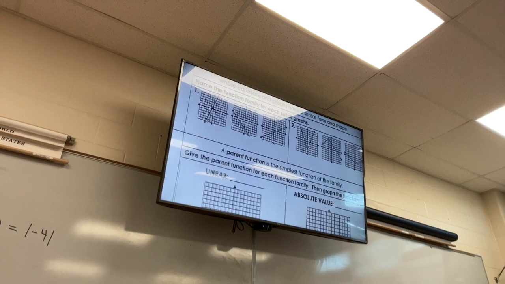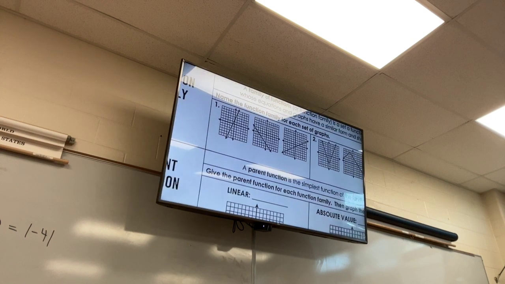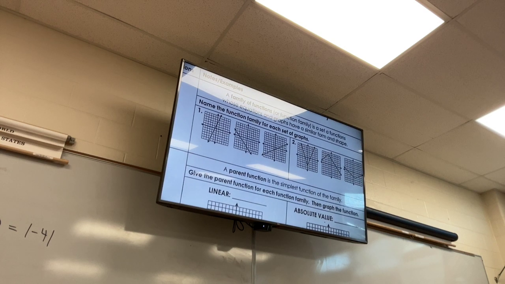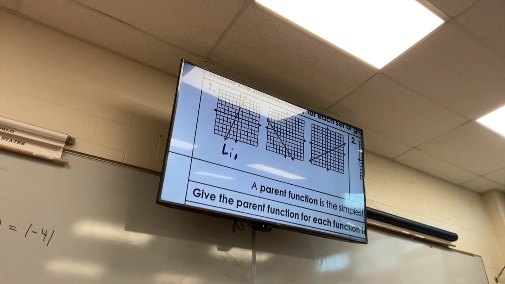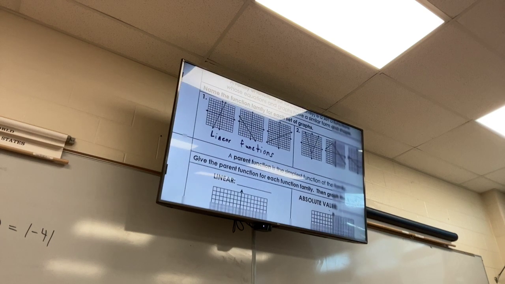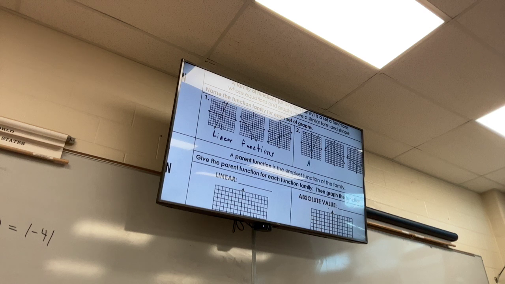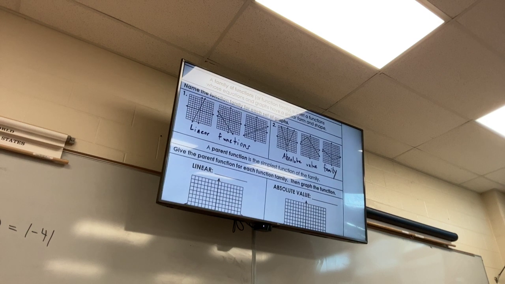I want to talk about a function family. A function family is a set of graphs related to the same parent, which comes from the same parent function. They have similar forms, similar shapes. So these are all linear functions. Look, they're all straight lines, so we say they're part of the same function family. These are all part of the absolute value family, because they all look like Vs, either upside down or right side up.